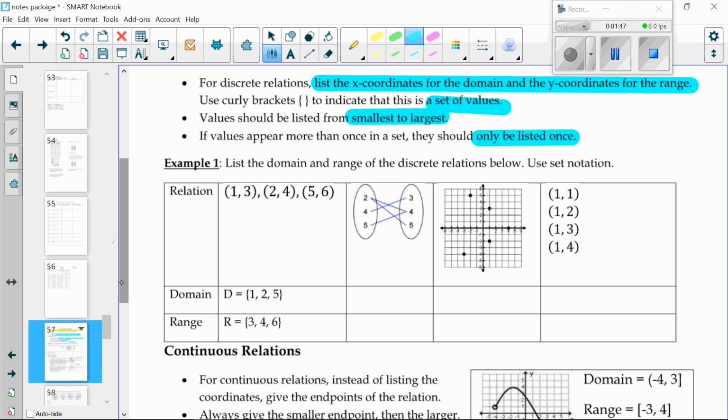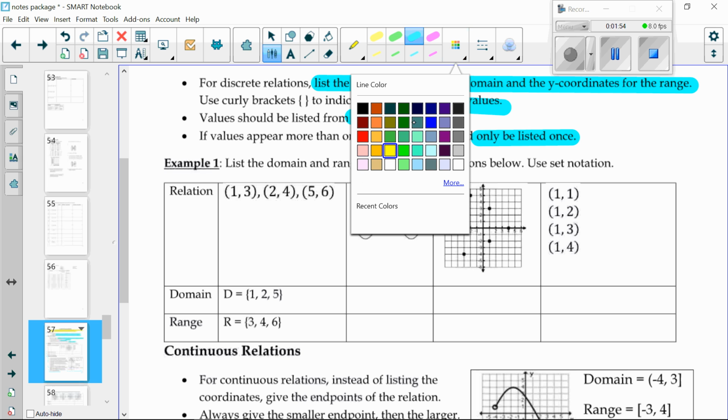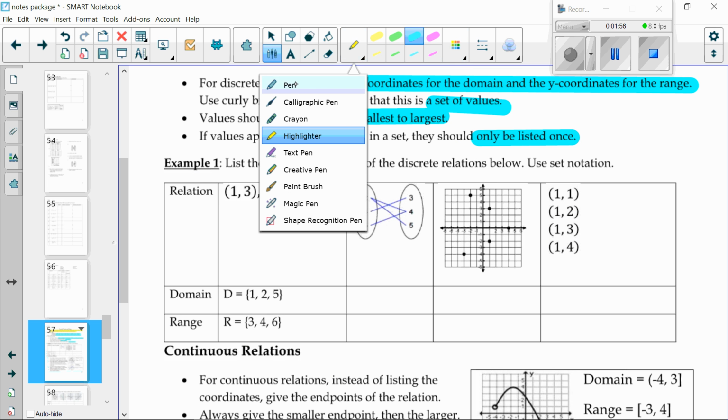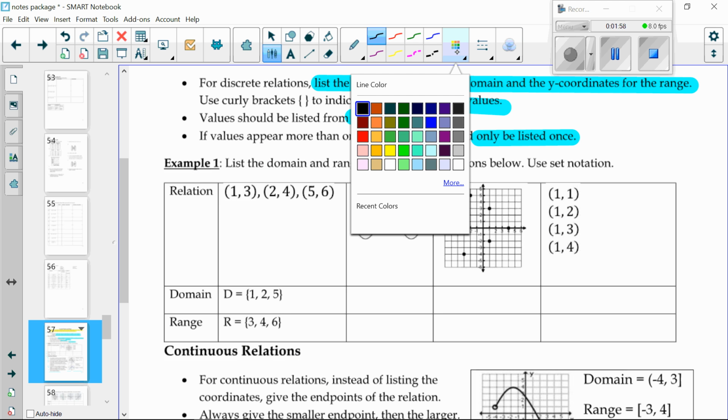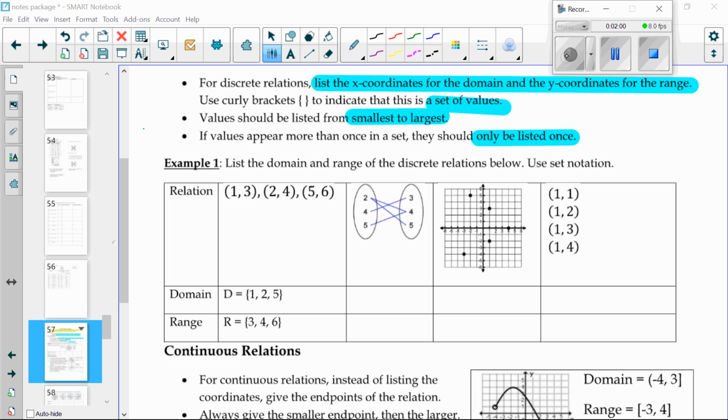Okay, list the domain and range of the discrete relations below. We're going to use set notation. Okay, so let me get a pen. All right, so our relation, the very first one right here, example 1, we've got coordinates 1 and 3, 2 and 4, 5 and 6.